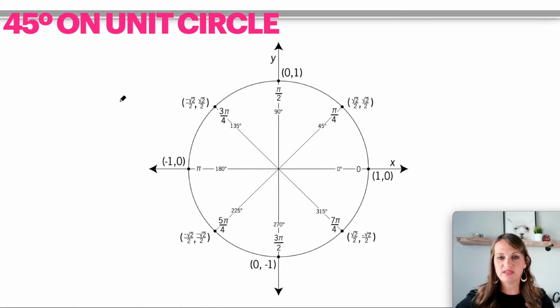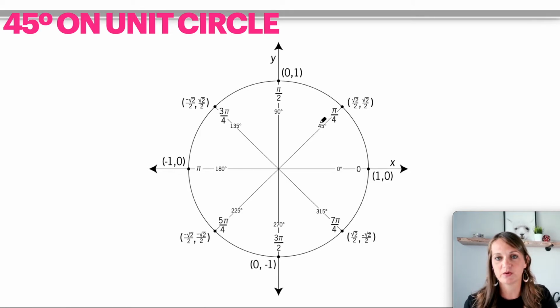Now we're going to do the 45 degrees on the unit circle. So every 45 degrees, it happens at 45 degrees, then 90, and then 135 degrees, 180, 225 degrees. So in the past, we talked about special right triangles.